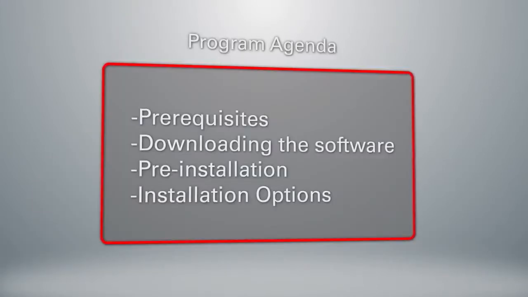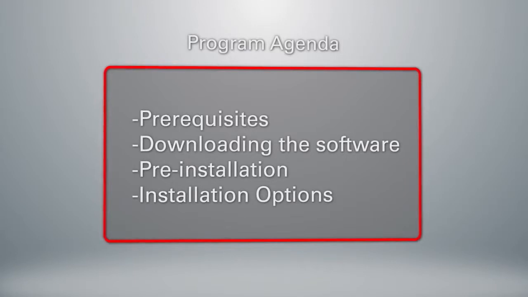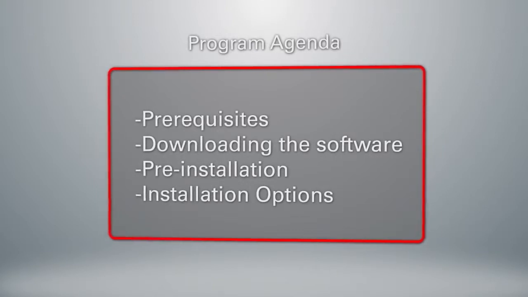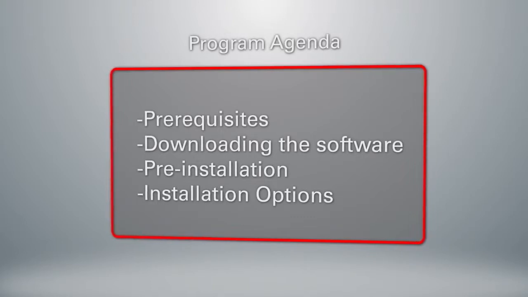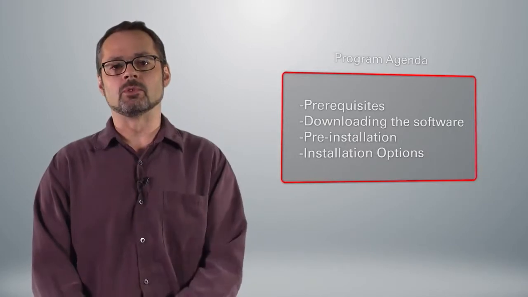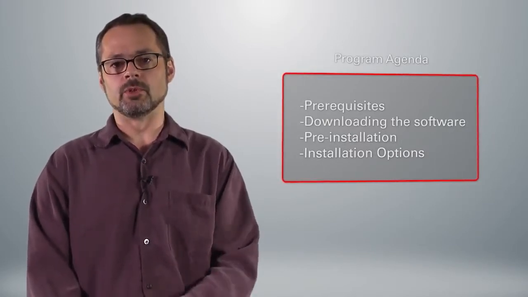There are 4 topics that we're going to cover before we actually get into a demo of the installation of Oracle Business Intelligence. There are some prerequisites that need to be in place before you do the install. Next, we'll look at where you get the software from. Where do you actually download the software? Next, there are some pre-installation tasks that need to be carried out on the server, and then a number of install options that we'll go through so that you can choose the right install option for your needs.